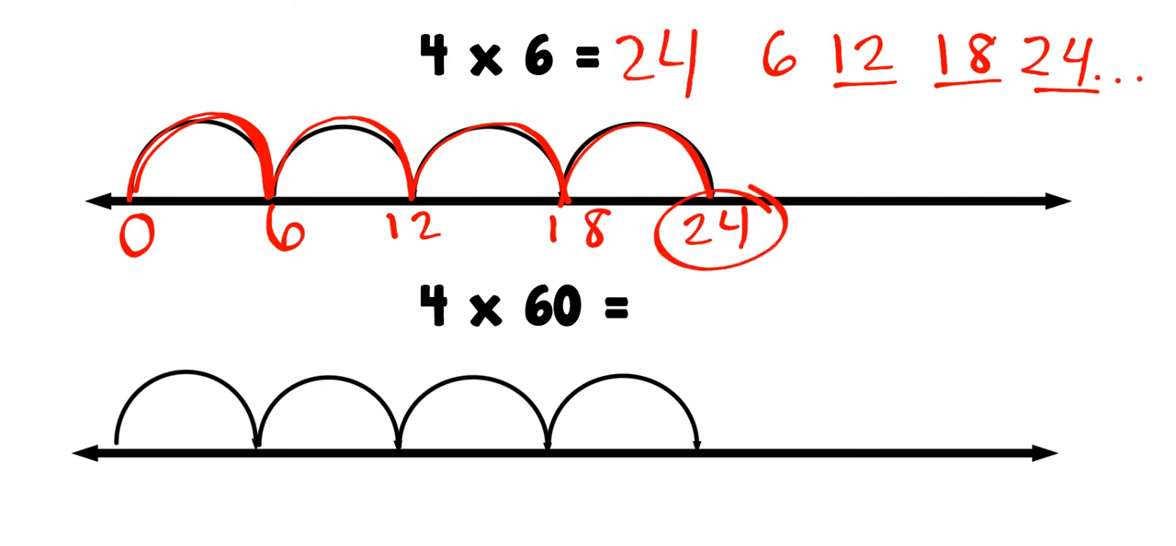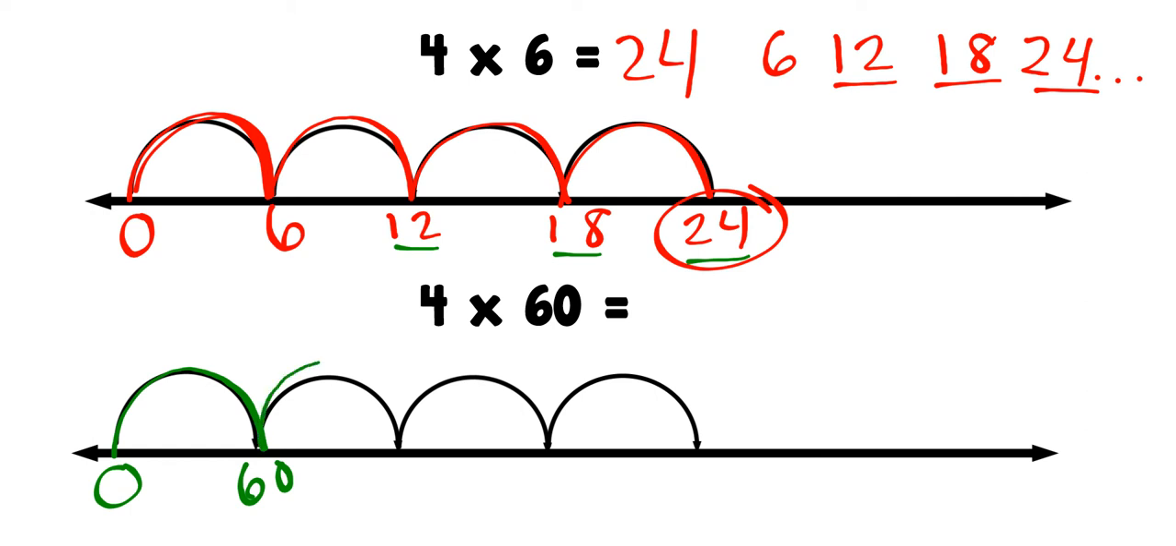Now, let's look at the second problem. This time, I'm no longer jumping jumps of 6, but I'm jumping a jump of 60. And if I look at the examples from before and look at the problem I have now, I recognize that these numbers here that I see up here are the same numbers that I see on the bottom, except for they have a 0.